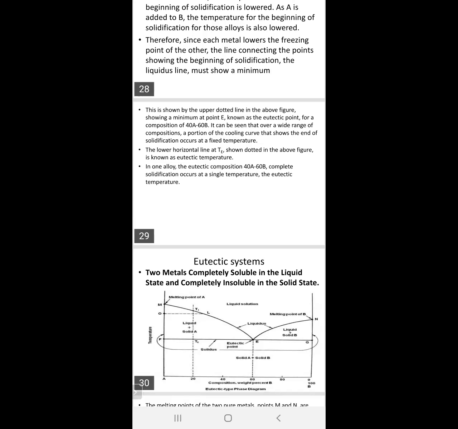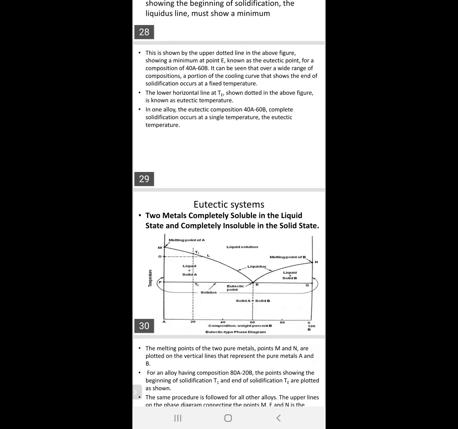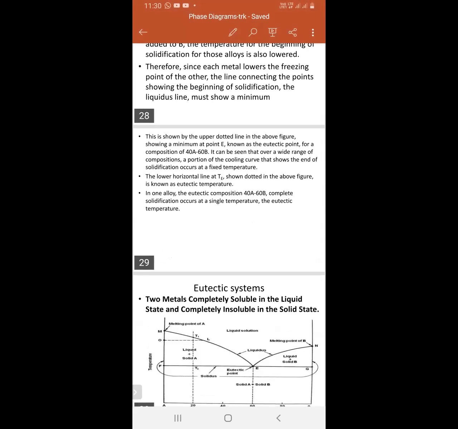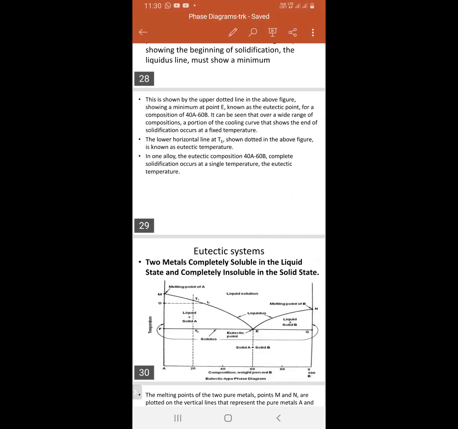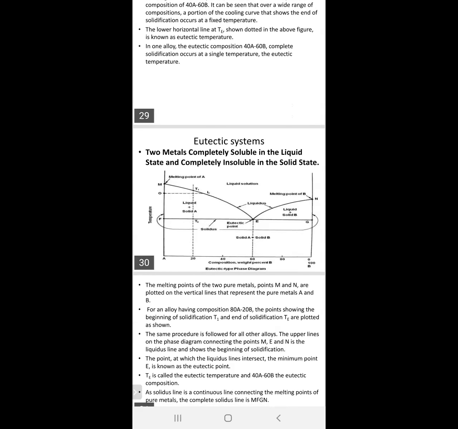The second one is the eutectic system. I already explained what the eutectic system means: two metals completely soluble in the liquid state and completely insoluble in the solid state. Here, the two metals must be completely soluble in the liquid.